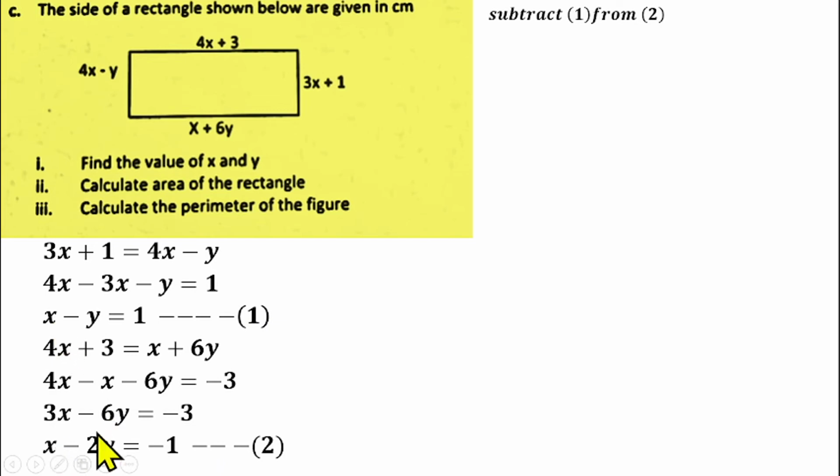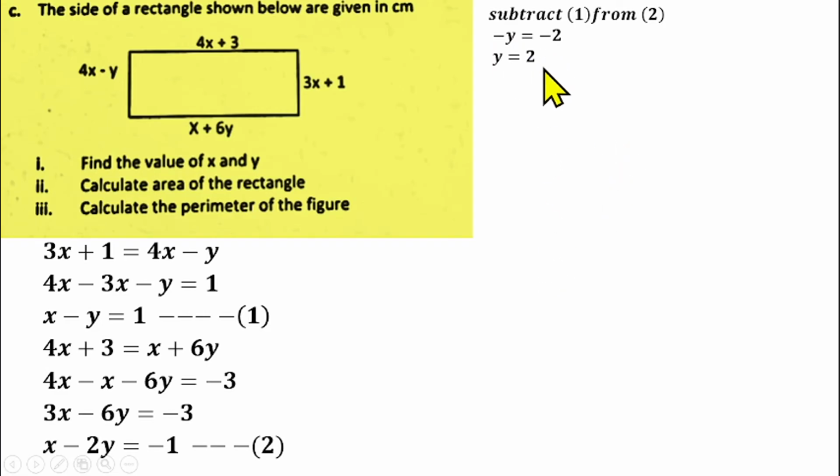So x minus x gives us 0, minus 2y minus y, that should give us minus y. So you have minus y, and then minus 1 minus 1 gives us minus 2. So from there you have minus y equals minus 2. Multiply both sides by minus 1, y will be equal to 2.